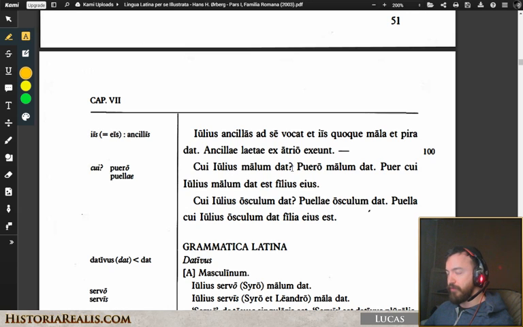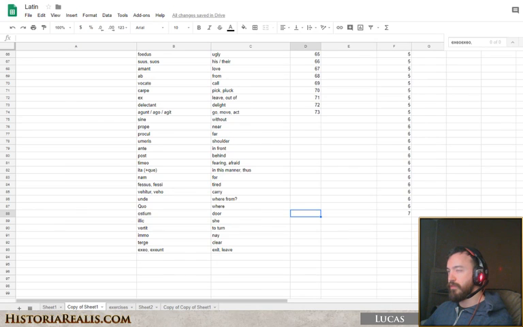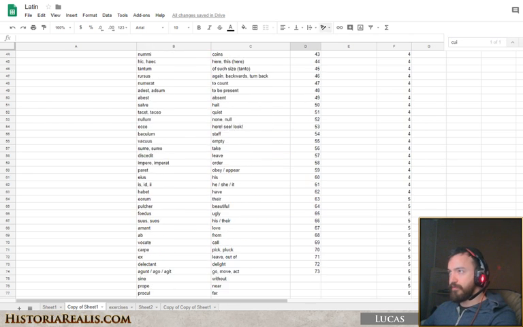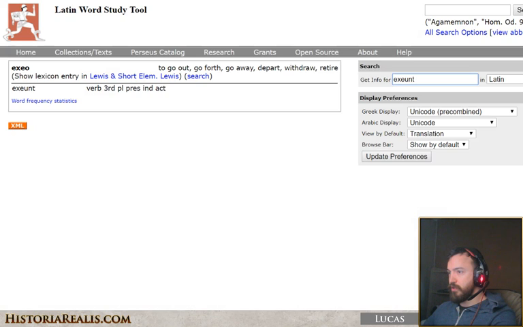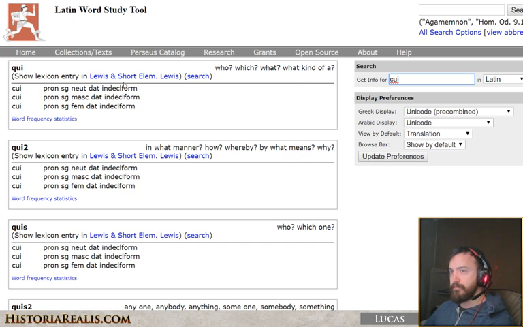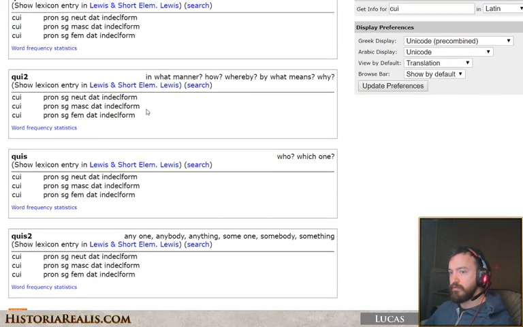Cui Iulius malum dat? Puero malum dat. Puer cui Iulius malum dat est filius eius. I forget cui. I always forget the small words. I think it's who. Who's for cuius. And here we have cui, which is probably just the same thing, who, and cui is just a declension. Okay.